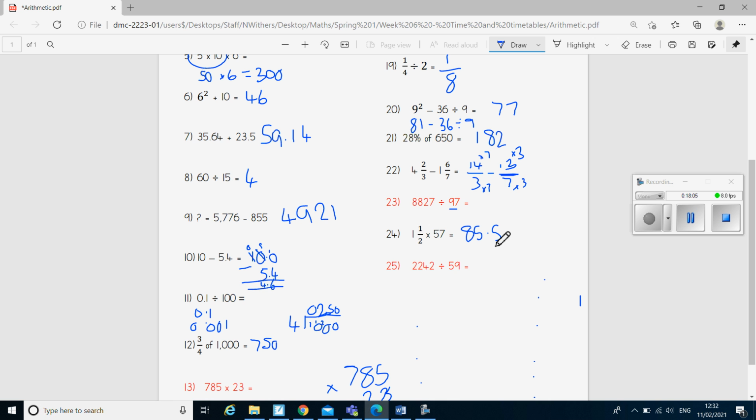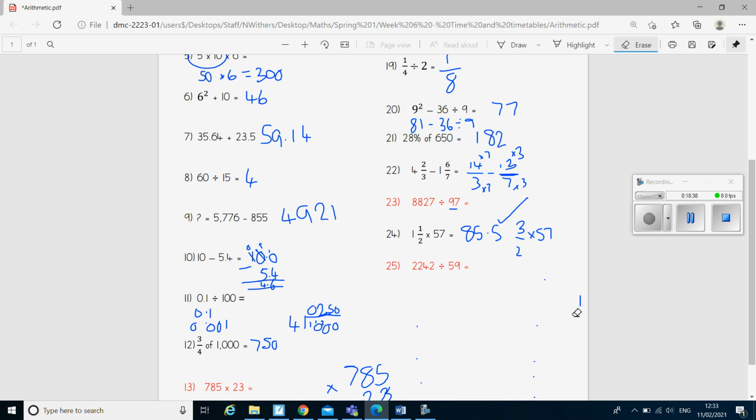Okay, or the other way of doing it is converting it to an improper fraction and then timesing it. So you would have 3 halves times 57. And remember, when you times a fraction by a whole number, t for times, t for top number, you end up doing 3 times 57, which would give you 171 halves. Either of those would get you the mark if it was a test. 85.5 or 171 halves.